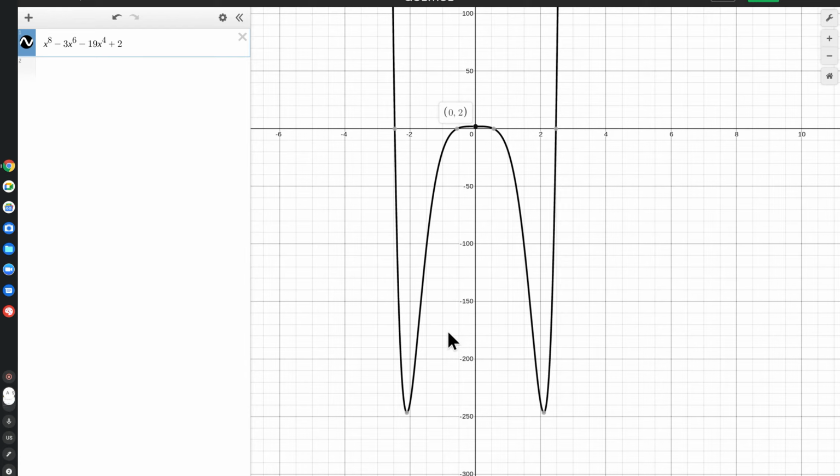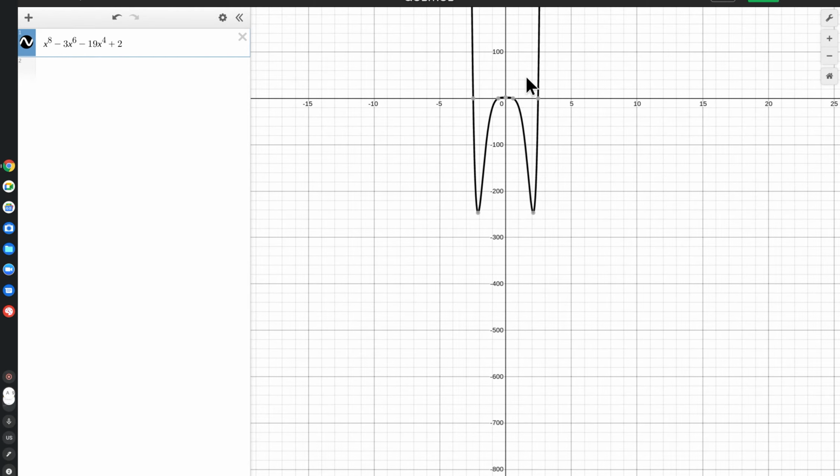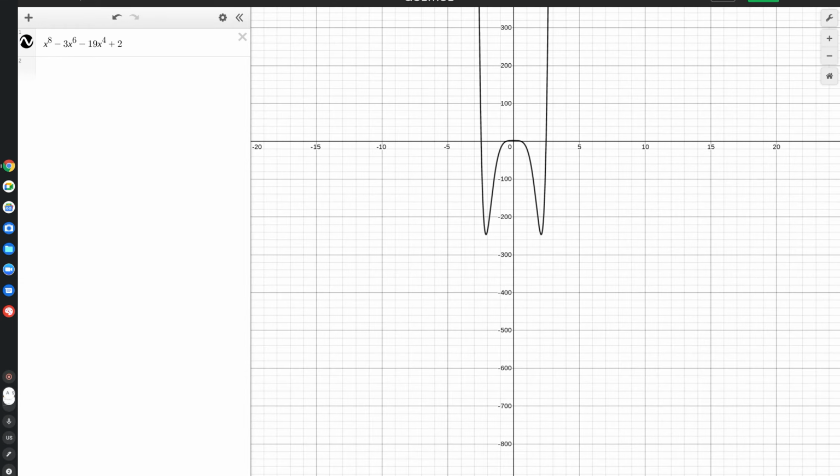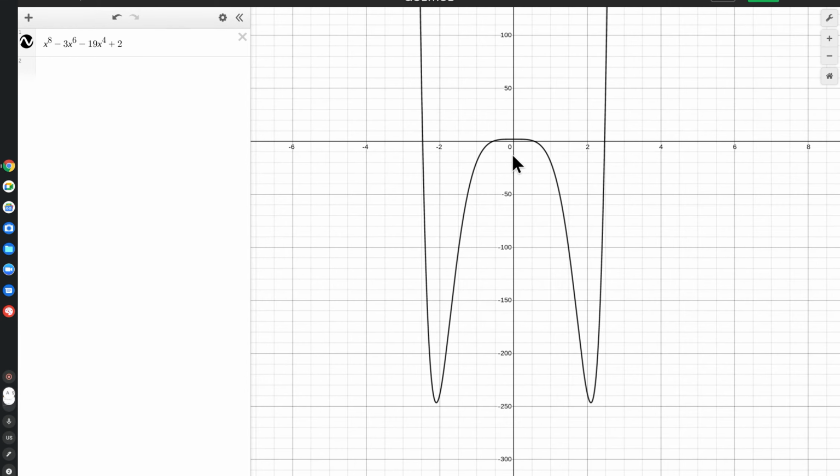This is all about relative min and max. Over here we have a relative minimum. You see over here it just slopes back up afterwards. Here it slopes back down afterwards, and here it starts sloping back up. So now we want to find the min and max of this function.